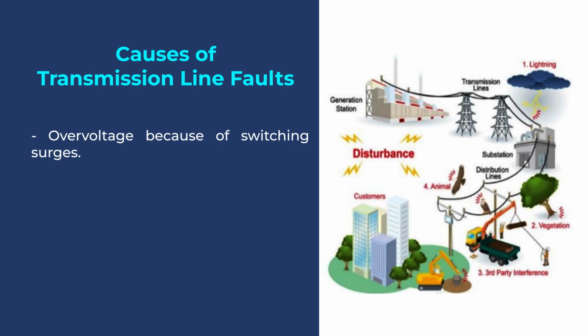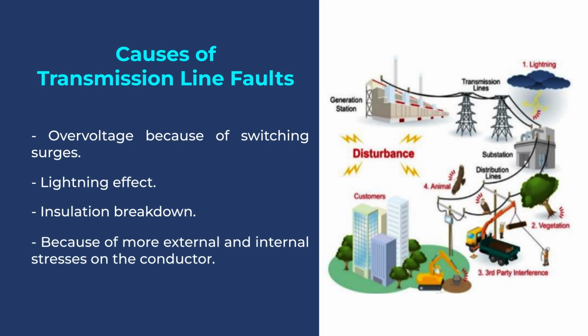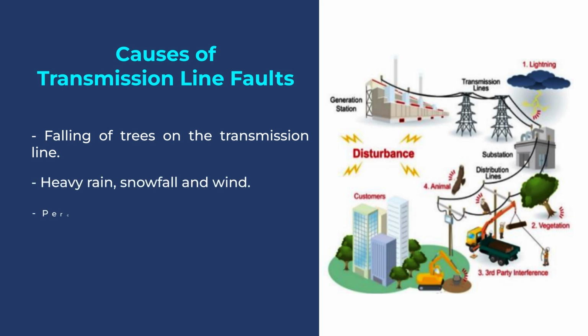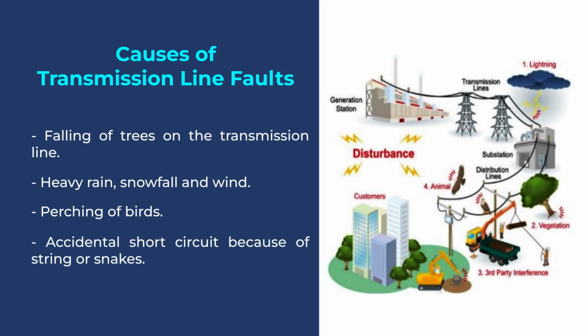First one is the overvoltage because of the switching surge, lightning effect, insulation breakdown, and because of the more external and internal stresses on the conductor, falling of a tree on the transmission line, heavy rain, snowfall and wind, perching of birds, accidental short circuit because of a string or snake, accident of a vehicle with a pole of the transmission line or tower, and the chemical pollution. So, due to all these factors, faults occur in a transmission line.